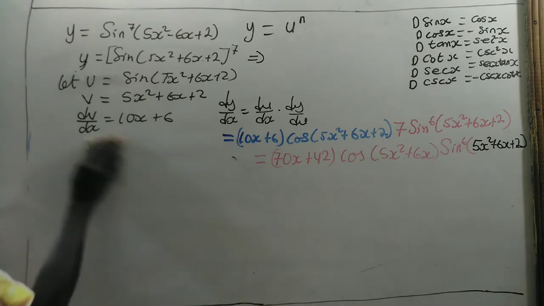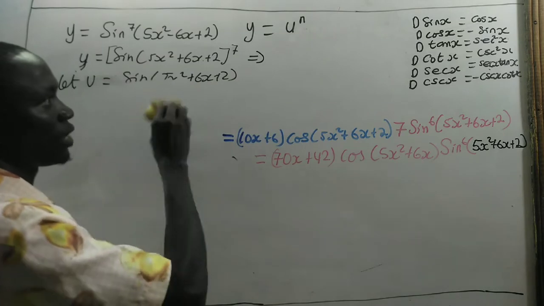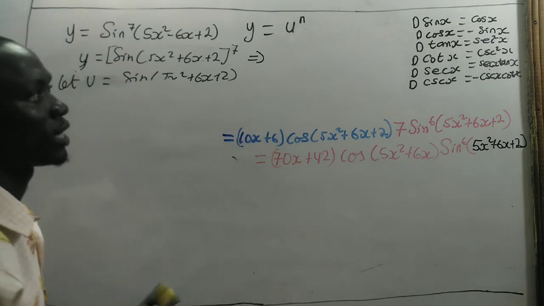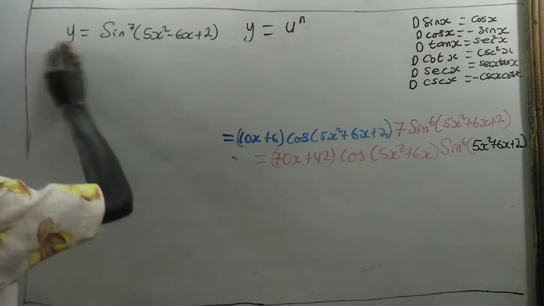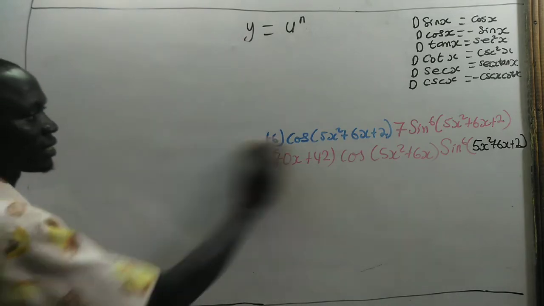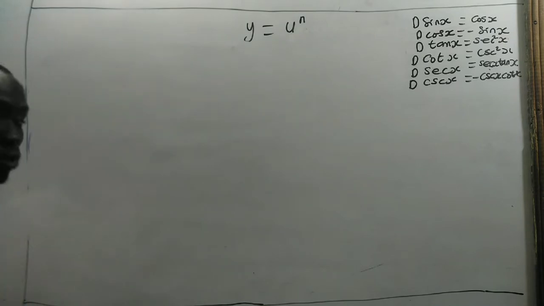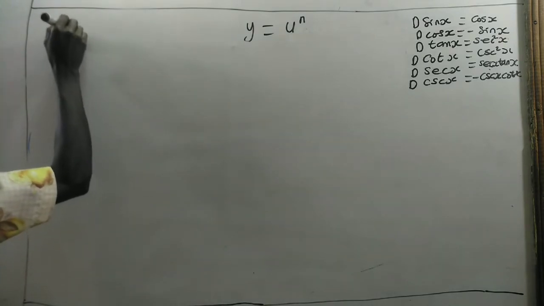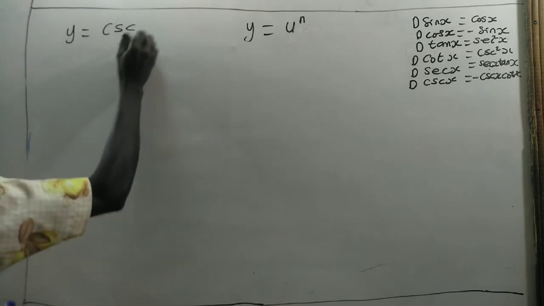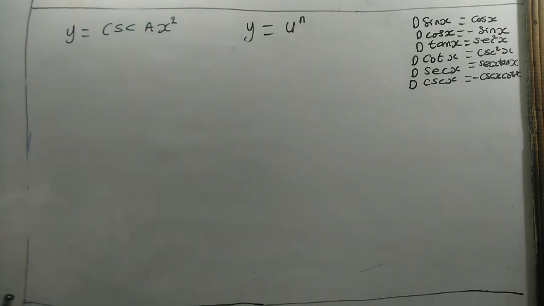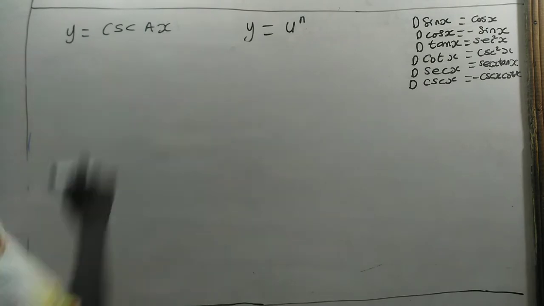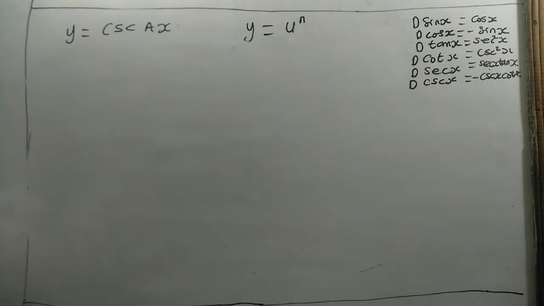Okay, now let us consider another question. We have done with sine and then cosine, so we can take tangent or cotangent, or we can take the secant and the rest. So let us take a cosecant and see. Let us say that we have y is equal to cosecant of ax squared, or even if a is x squared, there is no problem with that.